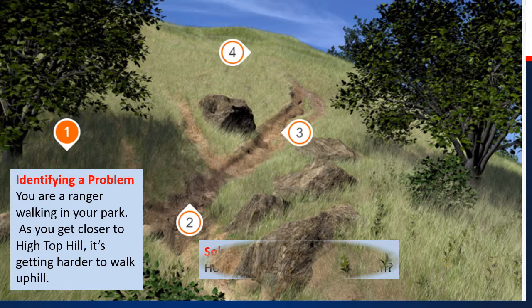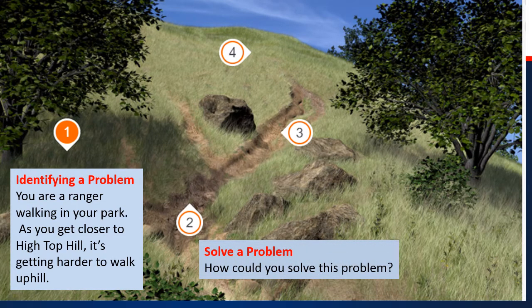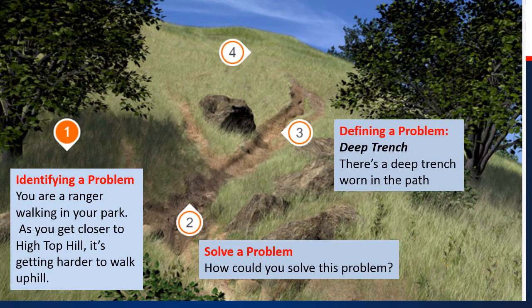Number 2, solve a problem. How could you solve this problem? How could you make climbing this hill very, very easy for you? We have to think about that. Number 3, defining a problem. There is a deep trench worn in the path. What is the cause of this problem? What can we do to solve this problem? We have to think about that also.